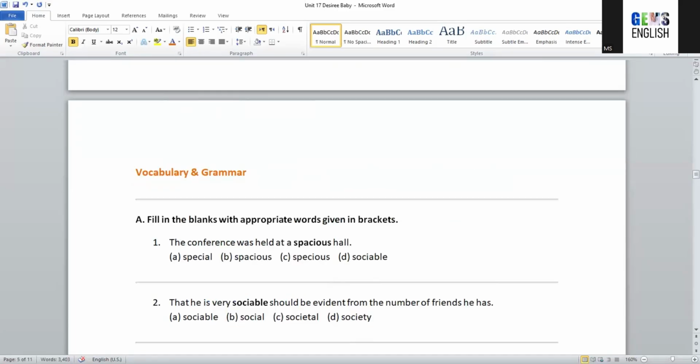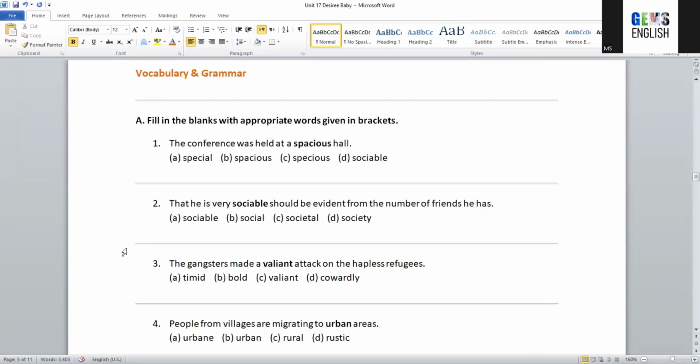Exercise: vocabulary and grammar. A. Fill in the blanks with appropriate words given in brackets. 1. The conference was held at a spacious hall. A, special. B, spacious. C, specious. D, sociable. Answer: spacious. 2. That he is very sociable should be evident from the number of friends he has.